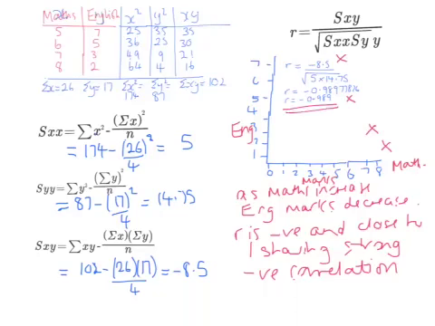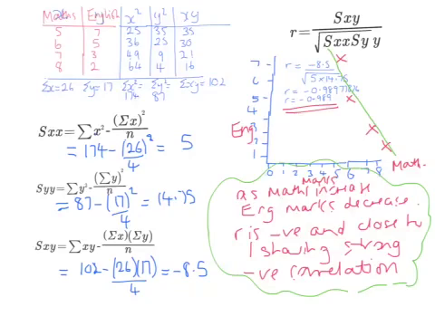R comes out as minus 0.989. And here's the scatter graph. You can see that those crosses are fairly close to a straight line. And here's your comment: as the maths marks increase, the English marks decrease. So as the maths marks go up, the English marks are going down. And R is negative and close to 1, showing a strong negative correlation.